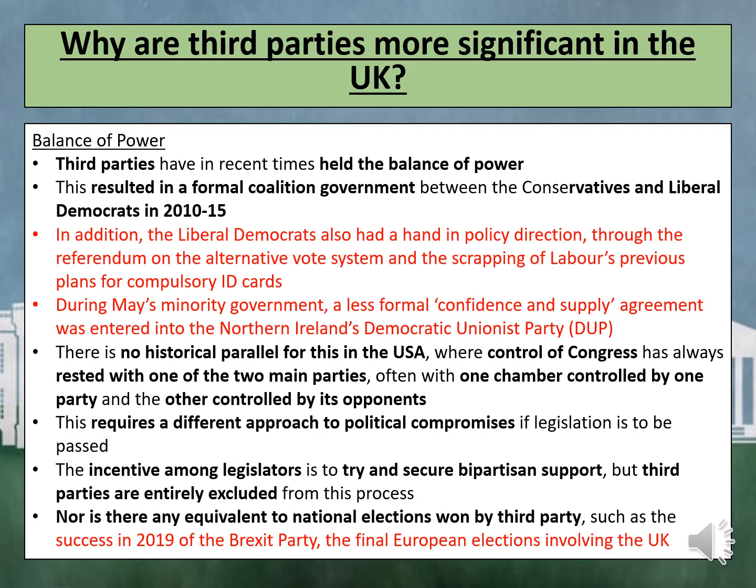There is no historic parallel for this in the US, where control of Congress has always rested with one of the two main parties, often with one chamber controlled by one party and the other controlled by its opponents. This requires a different approach to political compromise if legislation is to be passed. The incentive among legislators is to try and secure bipartisan support, but third parties are entirely excluded from this process.